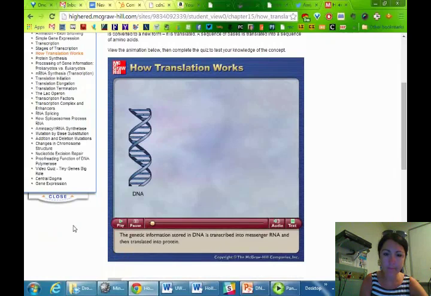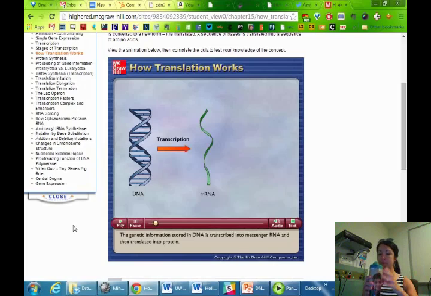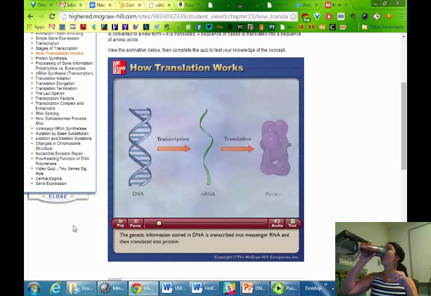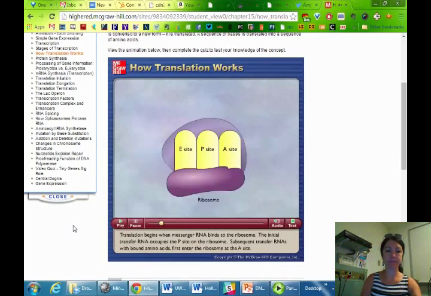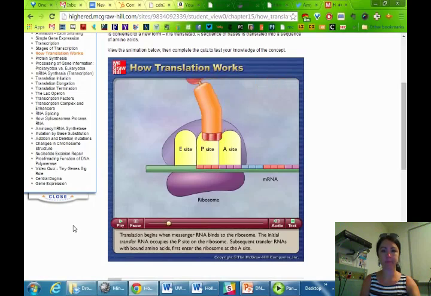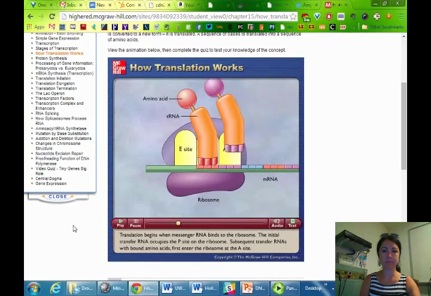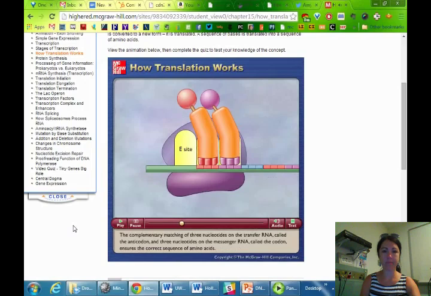The genetic information stored in DNA is transcribed into messenger RNA and then translated into protein. Translation begins when messenger RNA binds to the ribosome. The initial transfer RNA occupies the P site on the ribosome. Subsequent transfer RNAs with bound amino acids first enter the ribosome at the A site. The complementary matching of 3 nucleotides on the transfer RNA, called the anticodon, and 3 nucleotides on the messenger RNA, called the codon, ensures the correct sequence of amino acids. The messenger RNA passes along the ribosome.